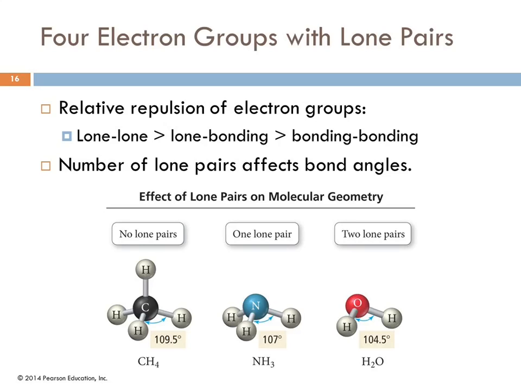So in terms of relative repulsion, lone pair-lone pair is the most repulsive combination. Lone pair-bonding pair is next, and bonding pair-bonding pair is the least repulsive. And so when we look at methane, all we have are bonding pairs repelling each other. So the angles are going to be equal at 109.5. Here we have one lone pair, and it's causing these guys to go together, 107. Here there's two lone pairs, and that squeezes this even more.